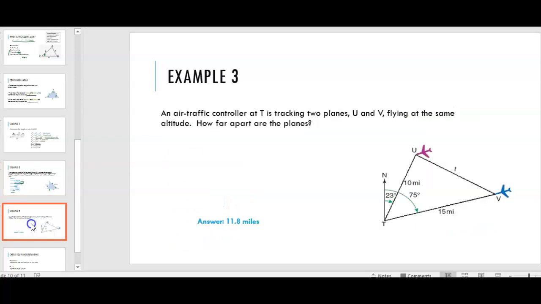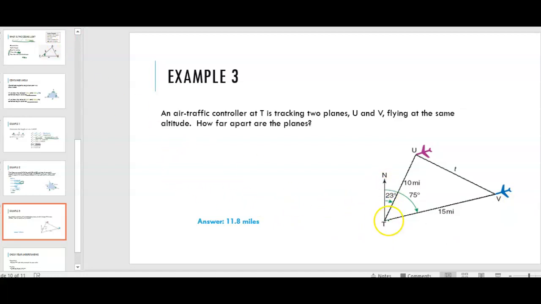Okay, that's it. In this next example, we have an air traffic controller at point T that is tracking two airplanes, U and V. Okay, they are flying at the same altitude. How far apart are the planes? So the planes are in the same, if we can visualize it, horizontal space. So now we have to figure out what is the distance between them.